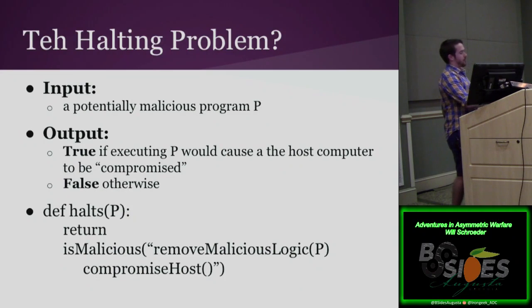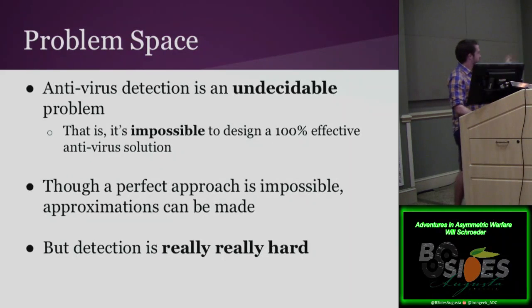So, the halting problem. This is a bit like computer science theory. In general, if you have, sorry, let me back up. I'm doing a terrible job explaining this, so I'm just going to go on. Essentially, if you have as input a potentially malicious program, and a generalized problem statement where the output is true if that input program would cause a host computer to be compromised, and false otherwise, you can build a halting proof that reduces everything down to the universal halting problem. Now, after all that nonsense, this is basically what it means.